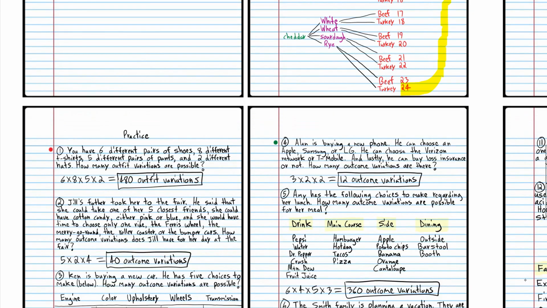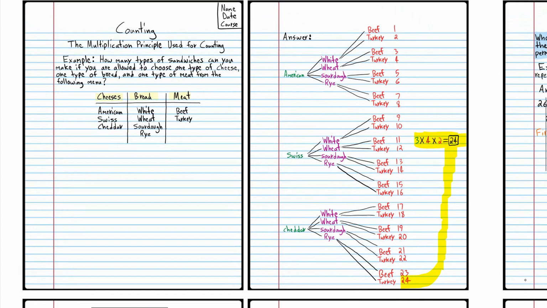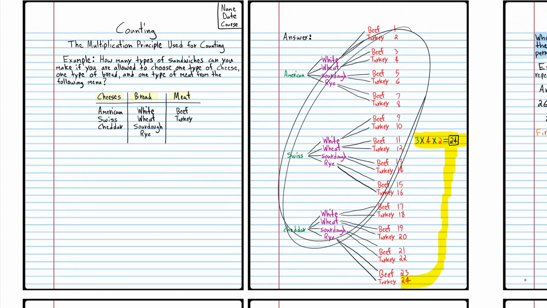So the bad news is that it's very difficult to visualize this stuff. You would have to write out this whole tree diagram. The good news is if we use the multiplication principle and understand how it applies to various problems, then counting becomes very, very easy.